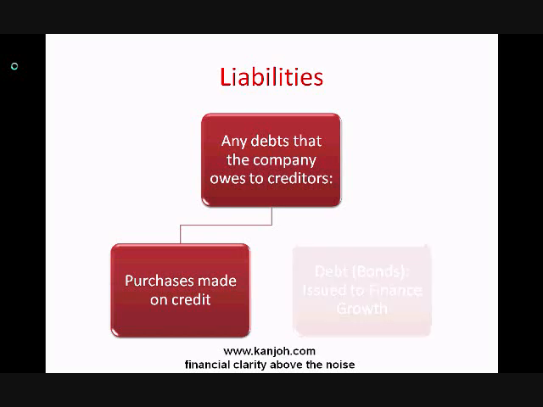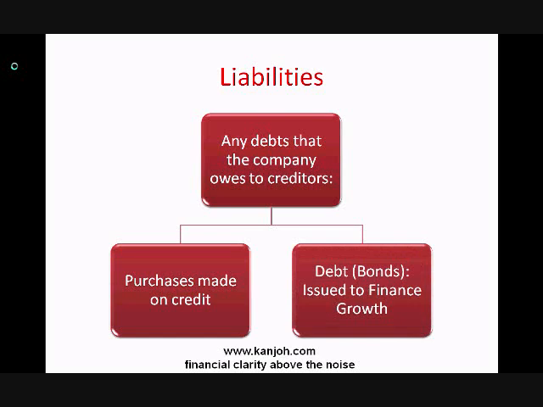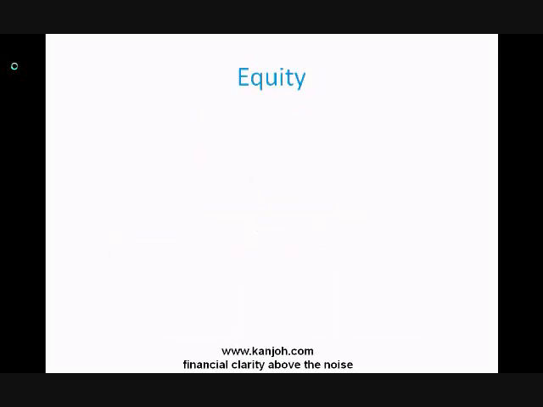The biggest kind of liability is actually debt in the form of bonds. Companies issue bonds to finance the growth of their company, to buy more assets, to increase their profitability. And that is a very large part of companies' liabilities. So now we understand assets and liabilities. Let's put them together to get an understanding of equity.